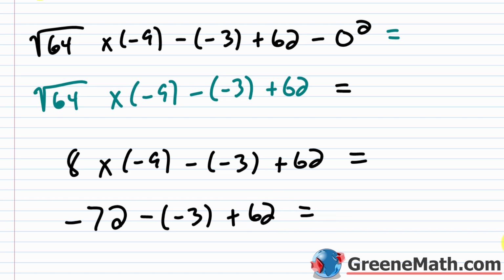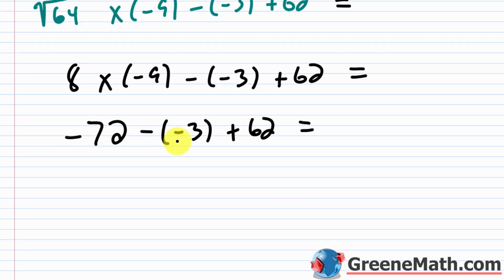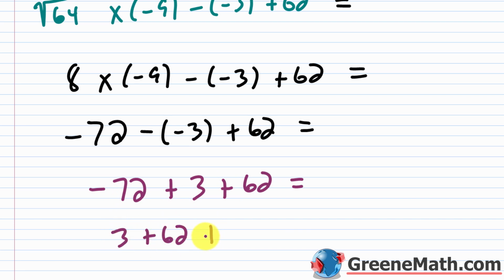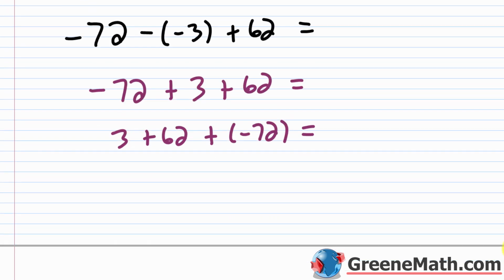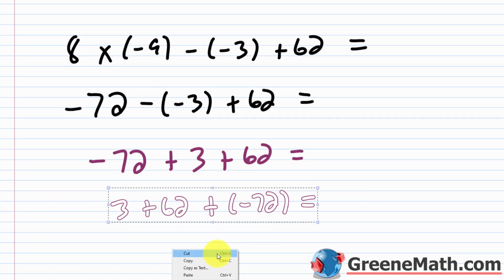So we have talked about the fact that minus a negative is plus a positive. So I know this is one that trips up a lot of students, but when you see minus a negative, it is plus a positive. So I'm going to rewrite this as negative 72 plus 3 plus 62. Again, minus a negative is plus a positive. So then if you want to, since this is all addition now, you can reorder it. I'm just going to say this is 3 plus 62 and then plus negative 72. Again, that's my commutative property to where I can add in any order. Let me actually grab this.